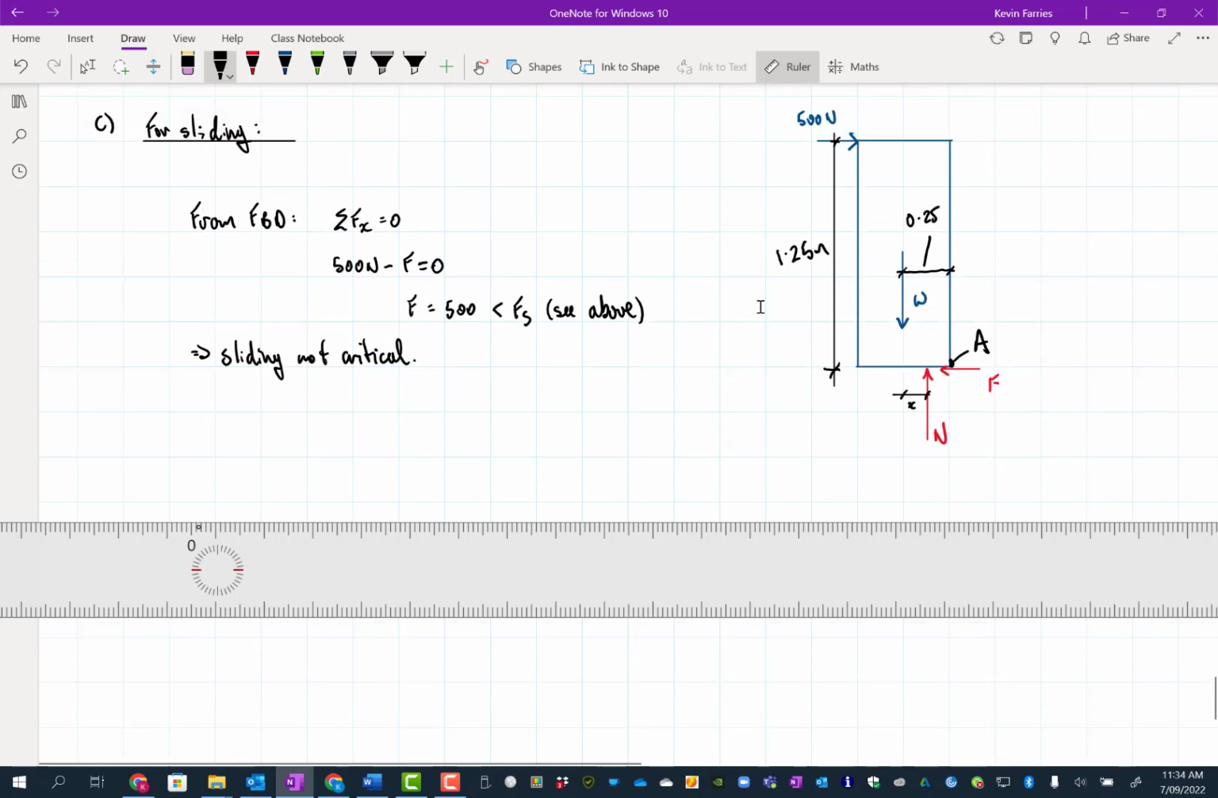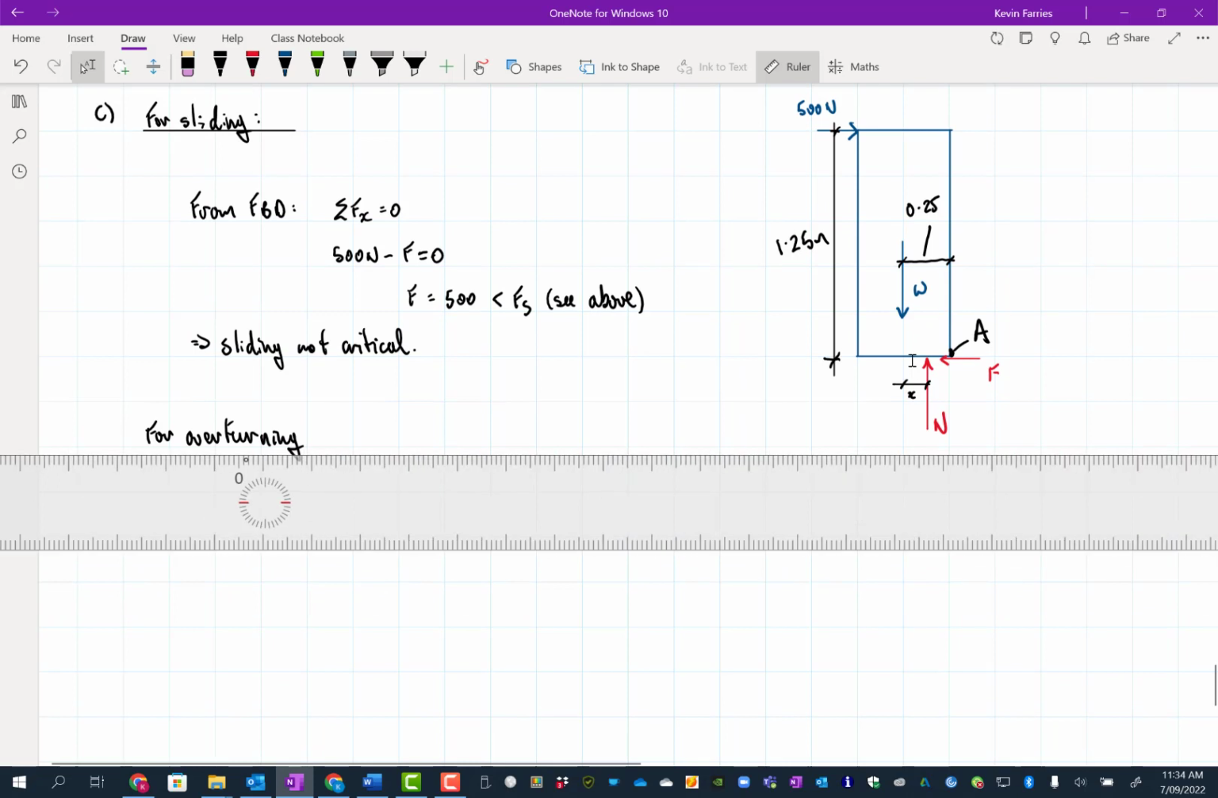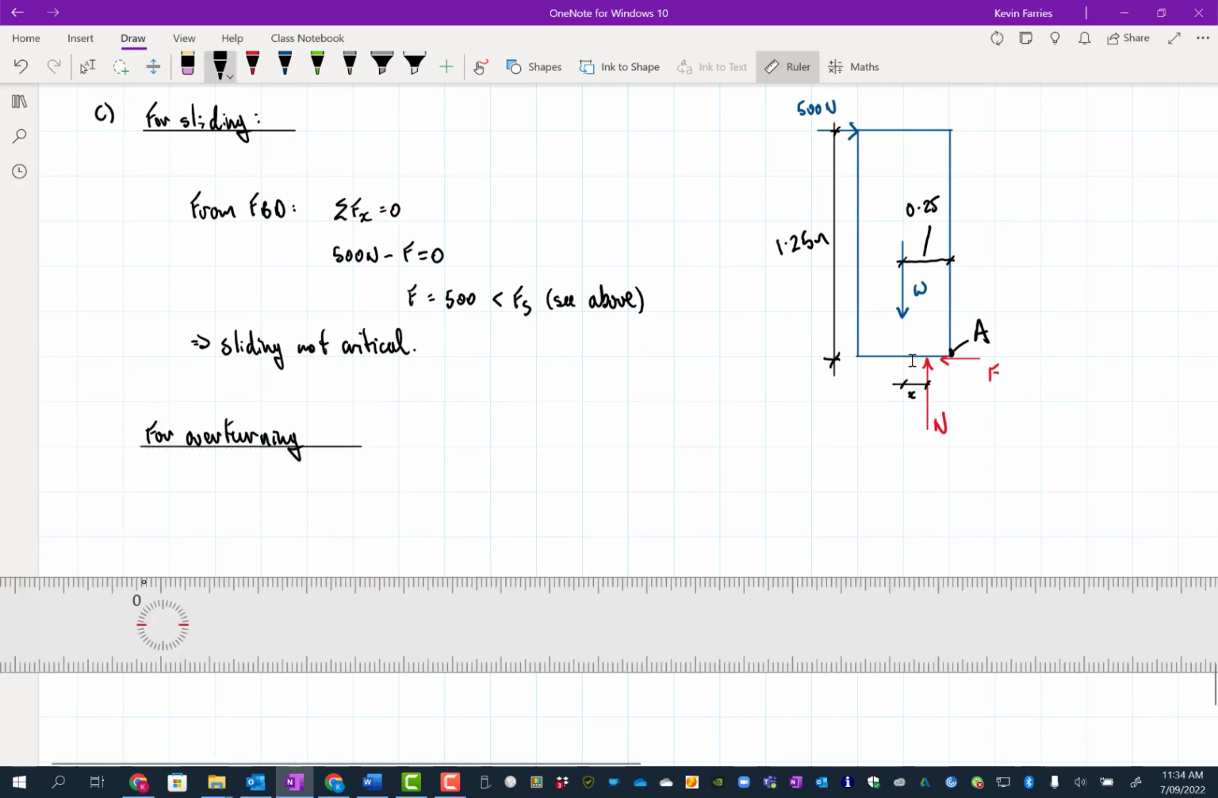So let's check the overturning now. So for overturning, we again, it's the same point of rotation. You're always thinking about this. A is your point of rotation. And so we're going to have sum of the moments about A. For static equilibrium, this is the sum of the moments about A must be equal to 0. Oh, no, we will not do that. We'll just do what we've been doing so far.